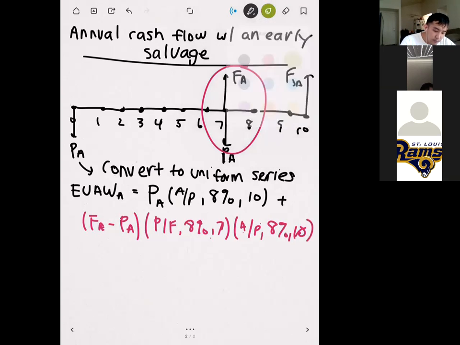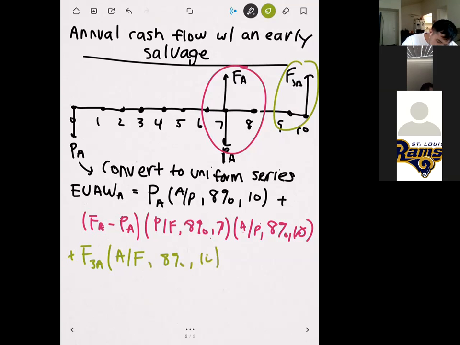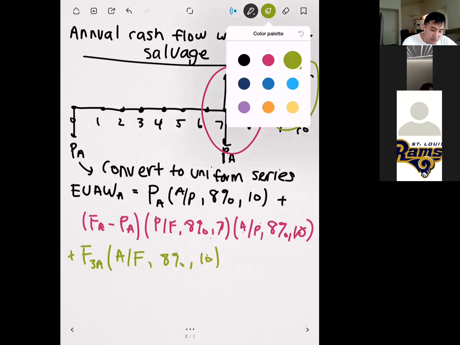And then finally, we have our final salvage value here of F3A at the end. So we have F3A, and this is going to be A over F. We can do this in one shot because this takes place at the very end of our timeline. And so that's going to be A over F, 8% and 10 years.